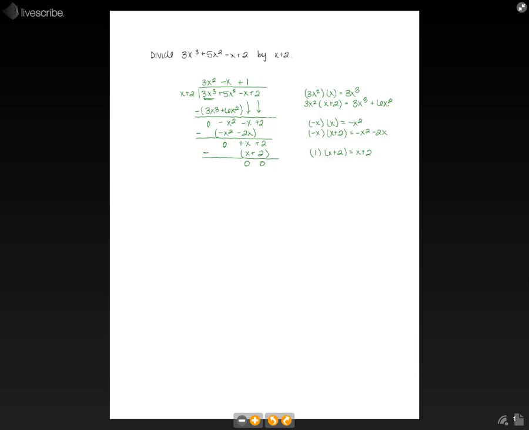So our answer is 3x squared minus x plus 1.